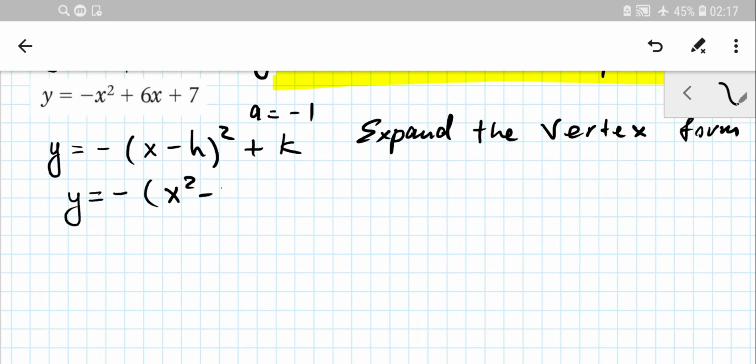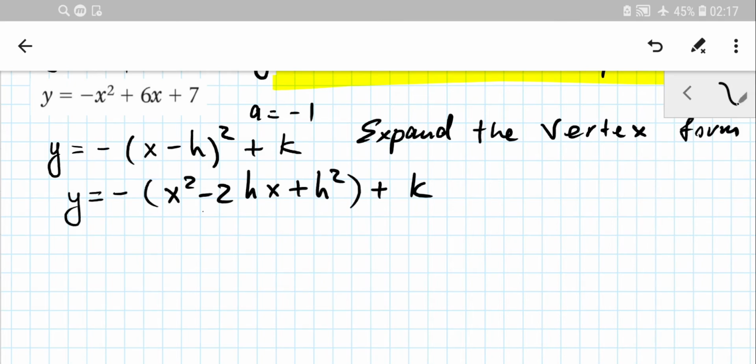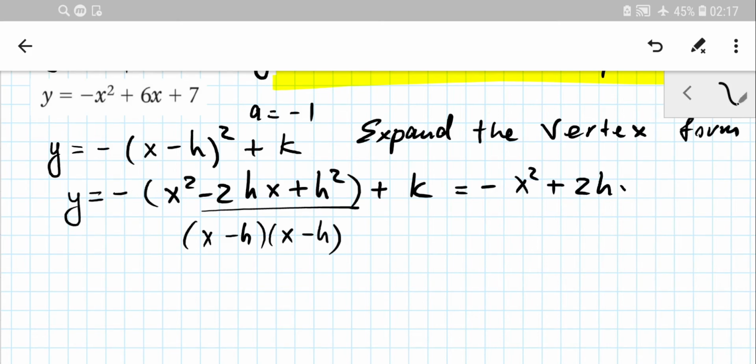So I'll get x squared minus 2, it's better to write 2h and then x, and plus h squared and plus k. Okay, so for those who don't understand why this is so, just simply try to multiply x minus h by itself, okay? And let's simplify. We've got negative x squared, then we've got positive 2hx, and finally minus h squared, and finally plus k. Okay, so this is the expanded vertex form.